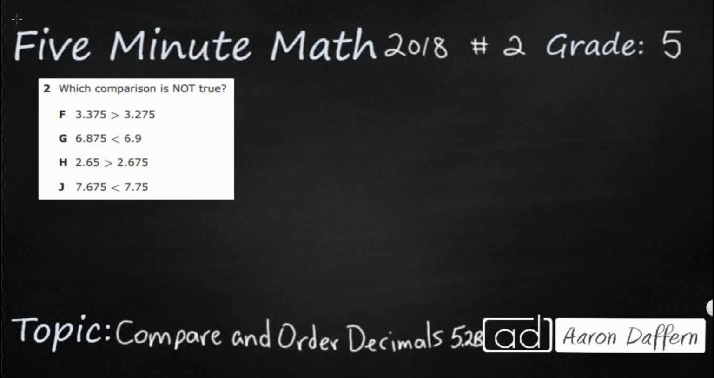So we have 4 different comparisons. We've got 2 greater thans, we've got 2 less thans. One of them is not true. So let's just take these one at a time. I'm going to start with F.